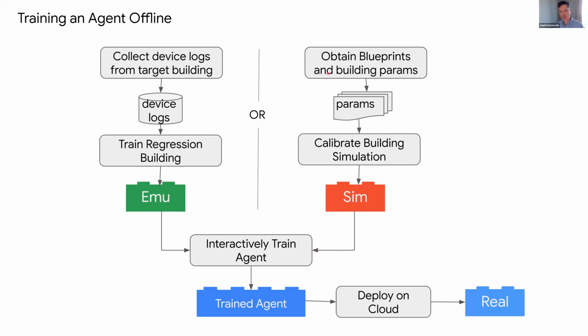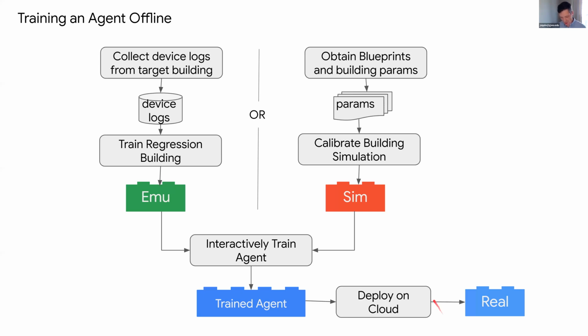Alternatively, we can do that via simulation, where we customize the simulation, which Judah is going to explain. We customize the simulation given the parameters of the building and the devices inside the building, and that goes through a calibration phase, and that gives us a simulation that we believe is a good representation of the actual building. Either way, we can interactively train the agent. Once we have that trained agent, we can then deploy it on the real building.